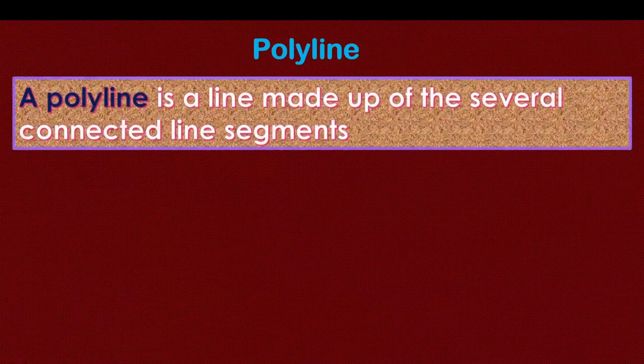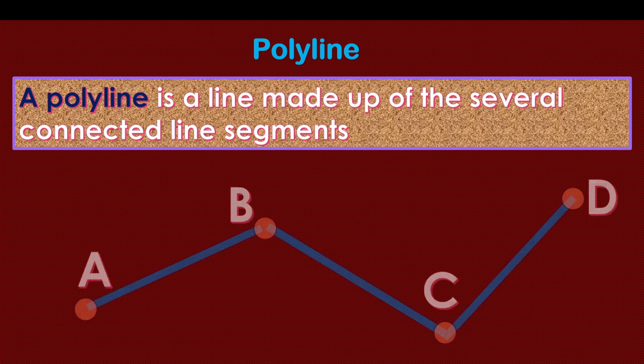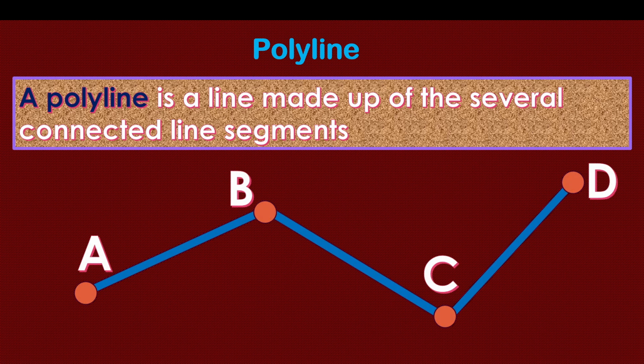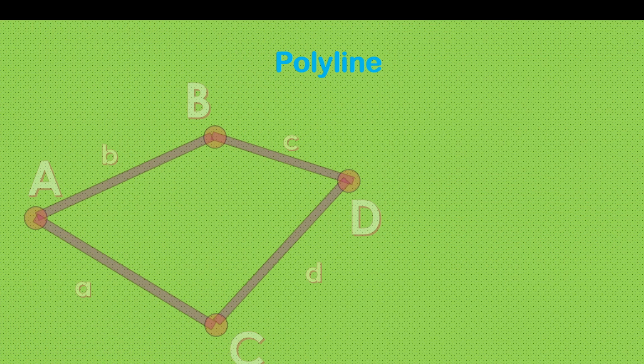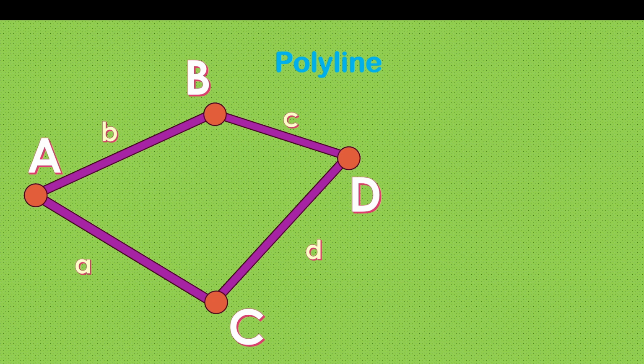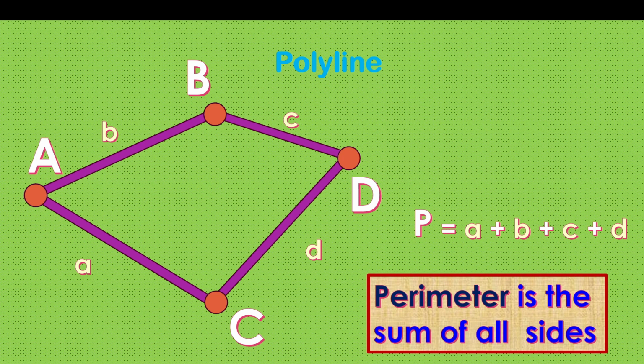A broken line, or polygonal chain, is a line made up of several connected line segments. Several points that are sequentially connected to each other but do not form a closed figure and do not lie on the same straight line form a figure called a polyline. The points are called the vertices of the polyline, and the segments that connect them are called the links of the polyline. Let's close this polyline and remember what a perimeter is. The perimeter is the sum of all the sides. So in our case, the perimeter is a plus b plus c plus d.